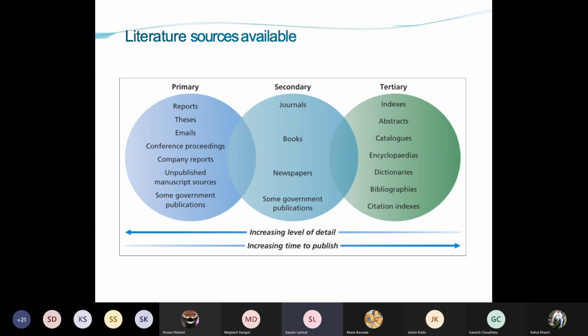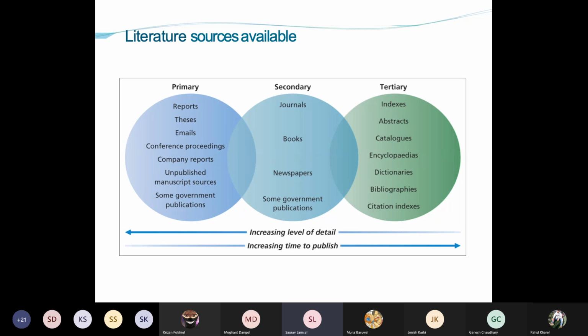Basically, talking about the sources of available literature, they can be classified into three: primary, secondary, and tertiary. Primary focuses on reports, theses, conference proceeding papers, company reports, unpublished manuscript sources, and some government publications. These are primary sources, where data has been collected from scratch and the reports or theses prepared. Basically, this kind of resource is primary research.